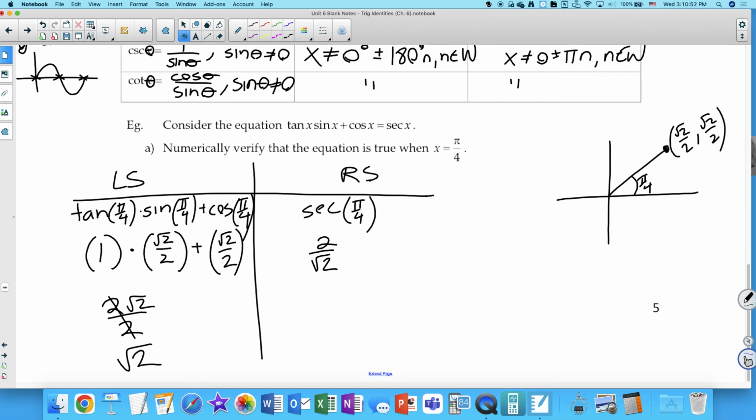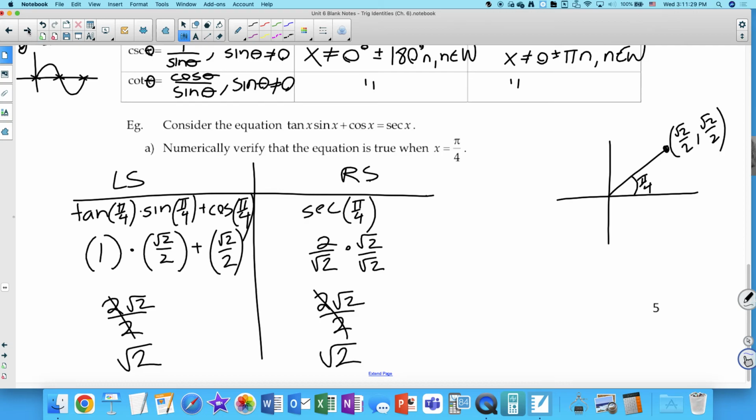Okay? Now, these at this point don't look equal. So here's what you can't do. You can't put them into your calculator as a decimal and say, oh, they're both the same decimal. That does not count as a numerical verification. When you're verifying numerically, you have to stay in exact values all the time. But we can rationalize the denominator, and hopefully that'll work. If we multiply this by root 2 over root 2, then this becomes 2 root 2 over 2, and then you end up with the same thing.